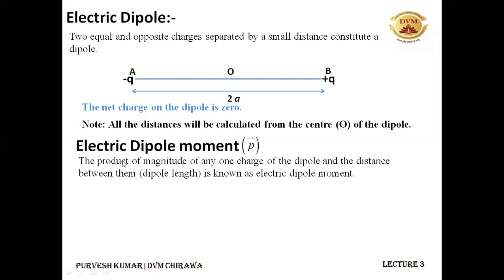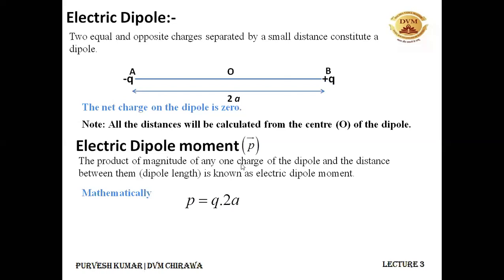I'm telling you again, the product of the magnitude of any one of the charges of the dipole and the distance between them. This distance between the two charges of the dipole is also known as the dipole length. So when you multiply the dipole length with the magnitude of any one charge of the dipole, you get a quantity that is known as electric dipole moment. So mathematically, I can write p is equal to Q multiplied by 2A. It is not the dot product, it is Q multiplied by 2A. So Q2A: the magnitude of the electric dipole moment is one of the charges of the dipole multiplied by the dipole length.